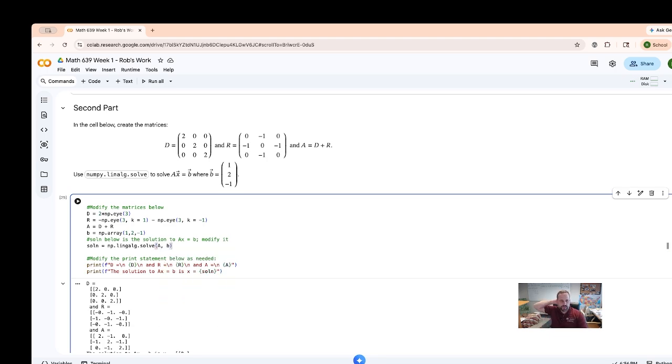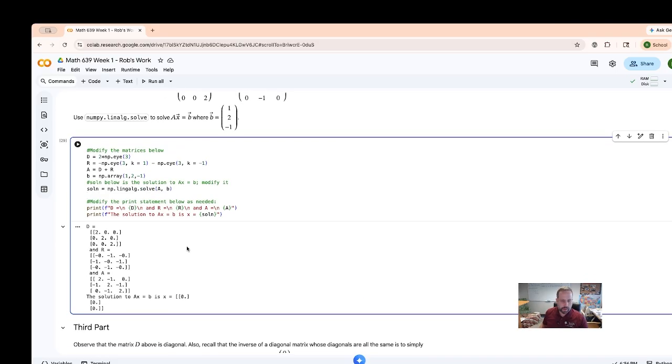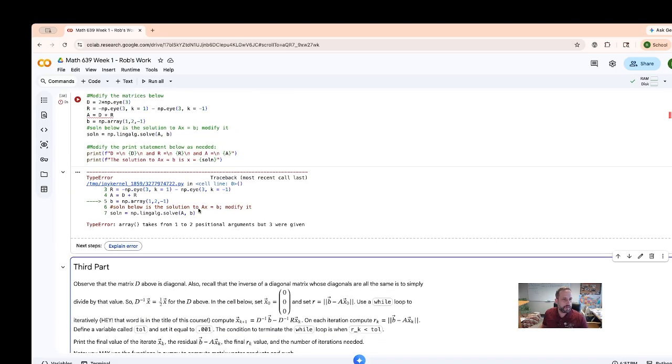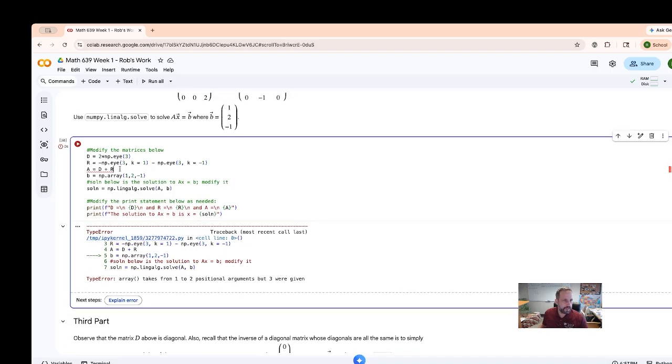Now, there's a way to do a matrix inverse, and so you could just do the inverse of the matrix times B, but that's not typically how we want to do things. We typically want to do things with this solve algorithm here. So we're going to run this. Great. Oh, I forgot to wrap it here. Okay.